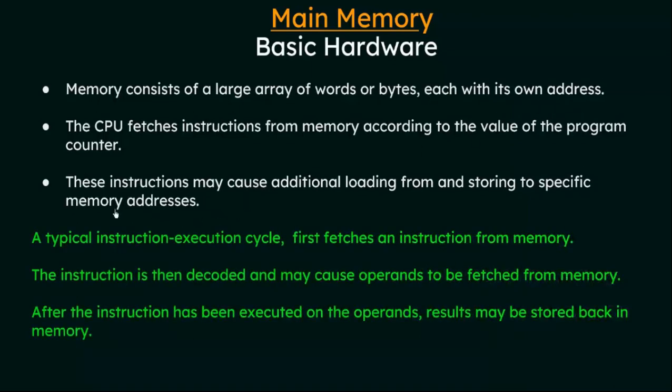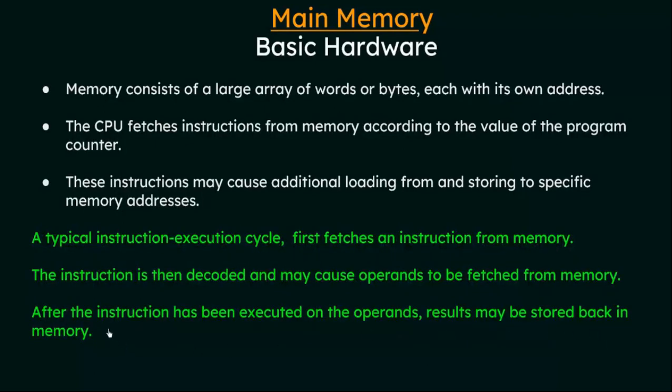Now let's see how a typical instruction execution cycle works. A typical instruction execution cycle first fetches an instruction from memory, which I already explained. The instruction is then decoded and may cause operands to be fetched from memory. After the instruction has been executed on the operands, results may be stored back in memory.